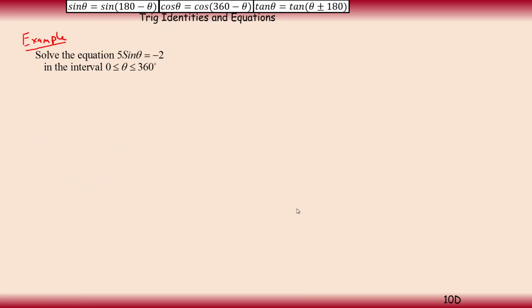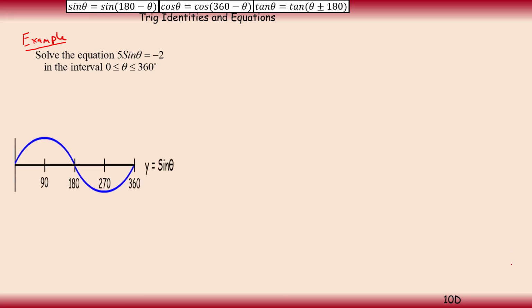Okay, so let's have a look at the second example. It says here, solve the equation 5 sine theta equals minus 2 in the interval of 0 to 360 degrees. So similar to before. Well, first things first, see if we can find what theta is as an angle.